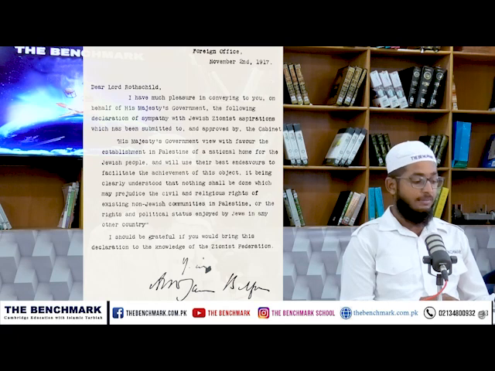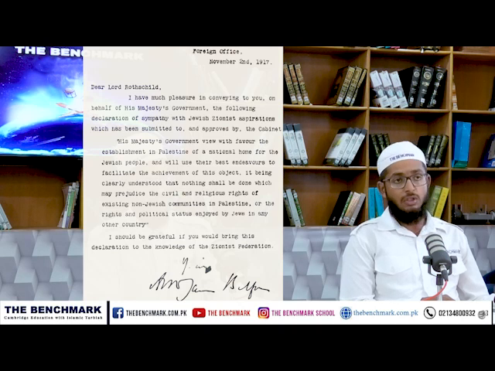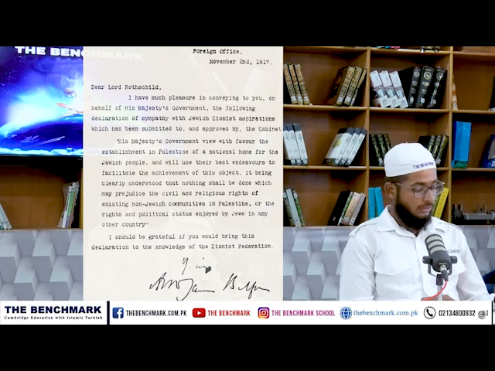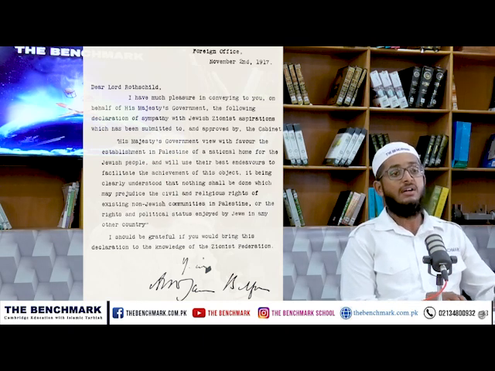of the establishment in Palestine of a national home for the Jewish people and will use their best endeavors to facilitate the achievement of this object, it being clearly understood that nothing shall be done which may prejudice the civil and religious rights of existing non-Jewish communities in Palestine or the rights and political status enjoyed by Jews in any other country.